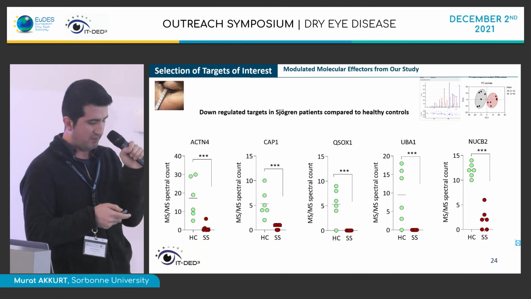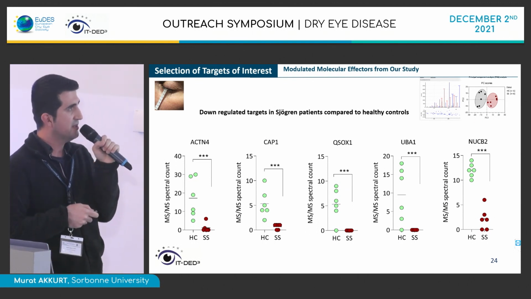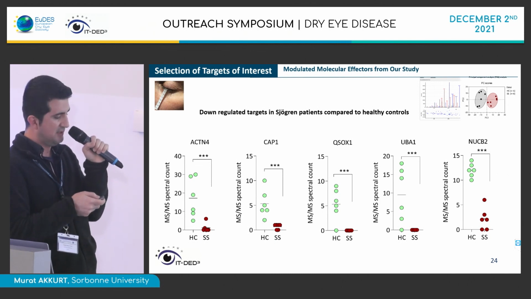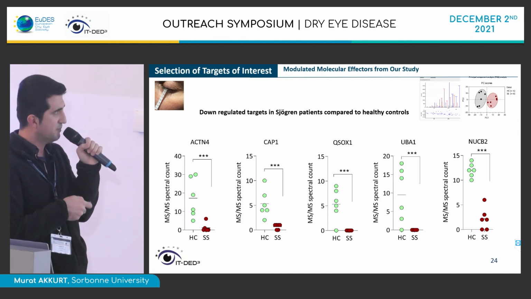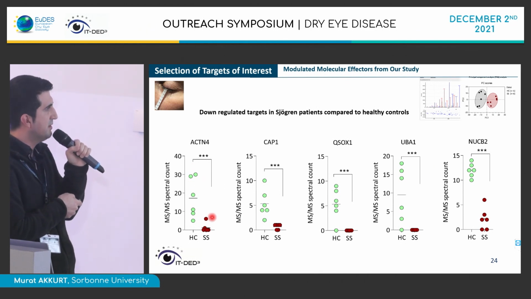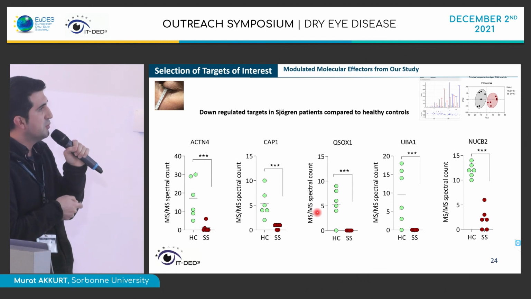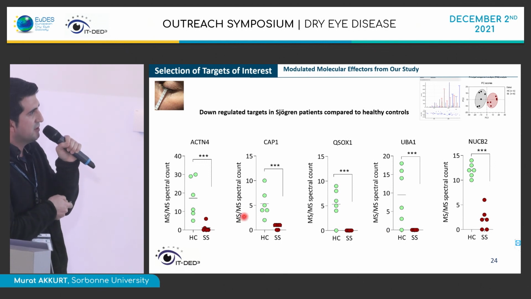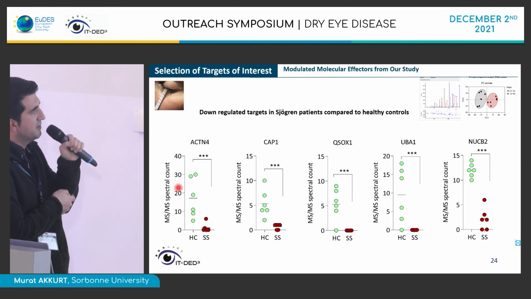And these molecular effectors in our study were significantly downregulated, and you can see the mass spectral count of these proteins in healthy controls in green and in red in the Sjogren patient. So we can see either these proteins were not even identified in Sjogren patients, or they were really lowly identified compared to healthy.